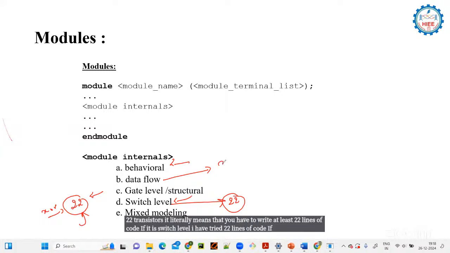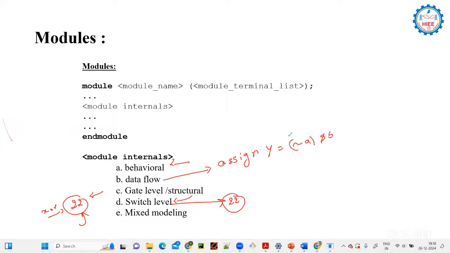If it is data flow, I will simply write like this. Whatever we have seen yesterday is the data flow style of modeling. I will be writing like this: assign y equal to a bar b plus a b bar. That's it. In a single line, I am done with coding.